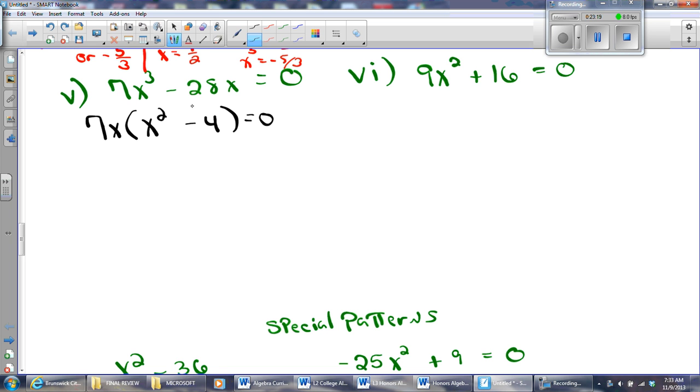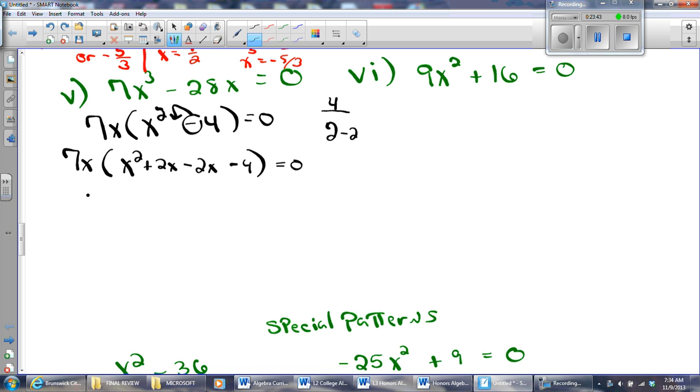Now I'm going to pretend like I don't know that that's a special pattern, and I'm going to do it the grouping method. So I have 4, and I need 2 factors of 4 that subtract to get 0. Well, that would be 2 minus 2. All right, so 7x times x squared plus 2x minus 2x minus 4. 7x stays out front. I'll have a 2x times, well, I'll show you what I'm doing here, sorry. Getting ahead of myself, I'm grouping.